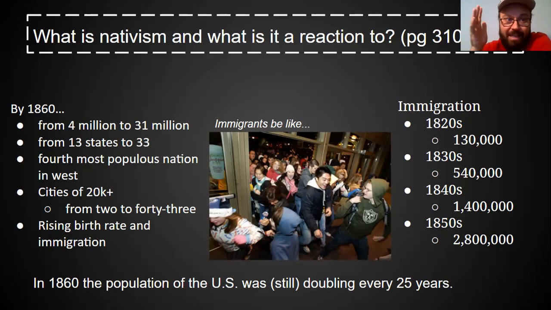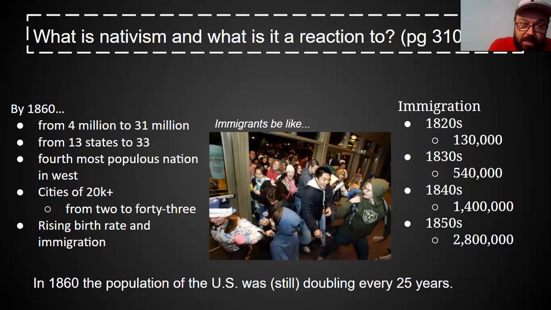Okay. So by 1860, right? We're comparing 1789 when the Constitution was ratified to 1860. So this is a 71-year swing. In that period, from when the Constitution was ratified in 1789 to when Abraham Lincoln was elected in 1860, we go from having 4 million people in the United States to 31 million people. That's a huge population burst.